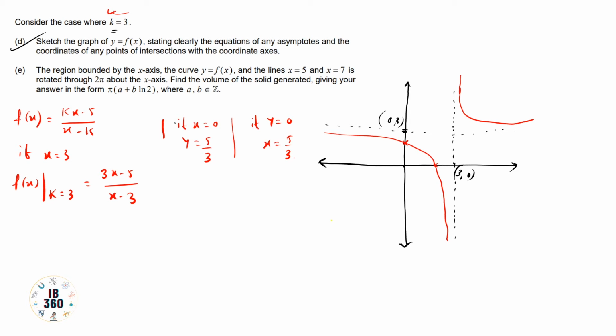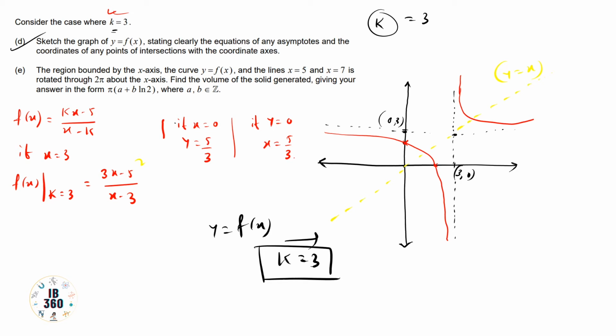How will you verify that? Draw the line y equals x, and you will have the same cutting here. So this is the graph of y equals f(x), where k equals 3. You have to keep in mind how we drew the asymptotes. Both the horizontal and vertical asymptotes will be at k. So if the value of k is 3, the asymptote value will be 3. That's why the graph is like this.